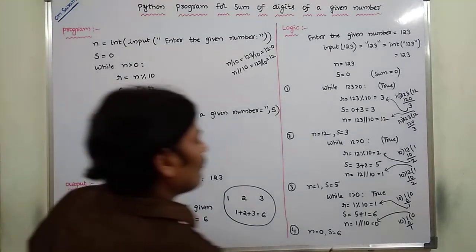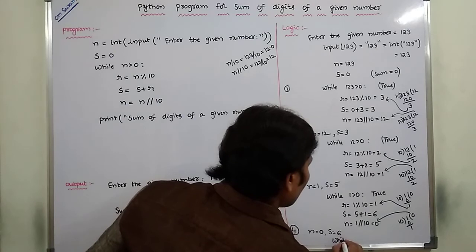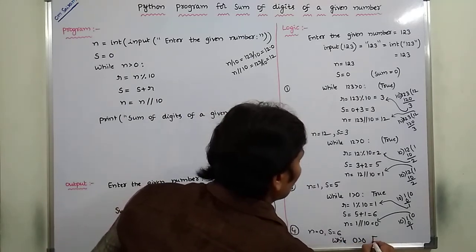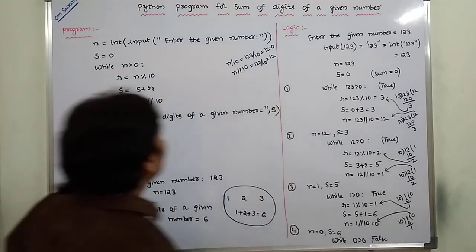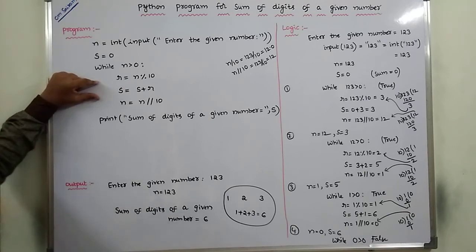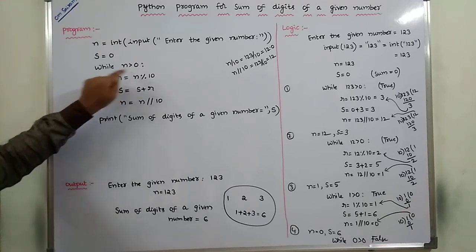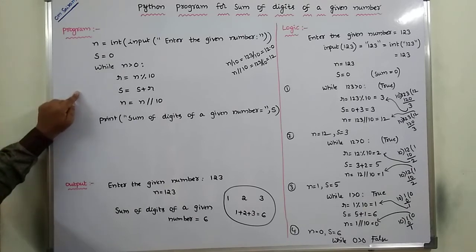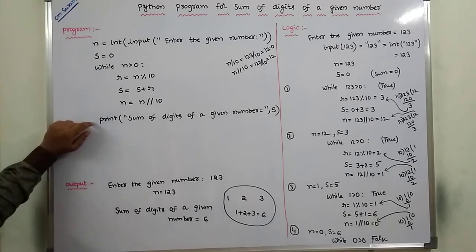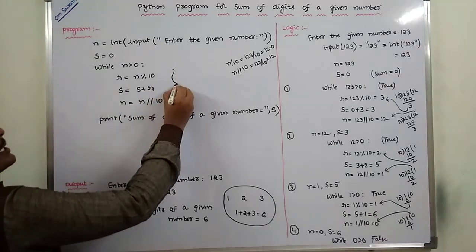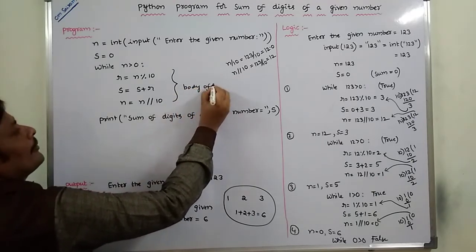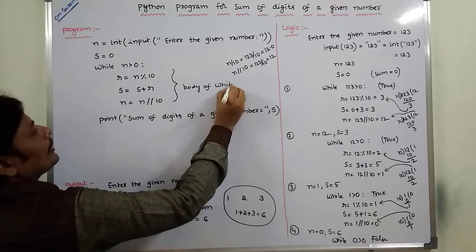Now, first step, while N greater than 0, N value 0, 0 greater than 0, that is false. Okay. Now the control does not enter into the while loop because here the condition is false. If the condition is false, then the control goes to the next statement after the while loop. So this is the body of the while loop.